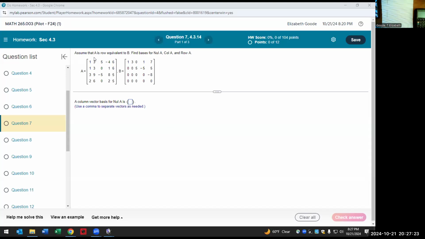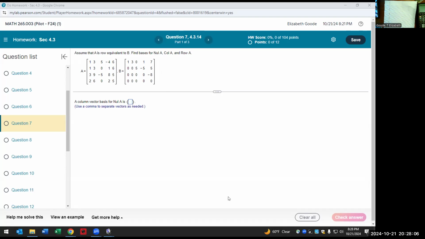Number 7 says assume A is row equivalent to B. Find the basis for null A, column A, and row A. All right, so let's review the process. You already know how to do null A because we just did that. Here's B, the row reduced. It would be really good practice for you to tease out the basis for null A. Do we want to do that one first? You might have different numbers.